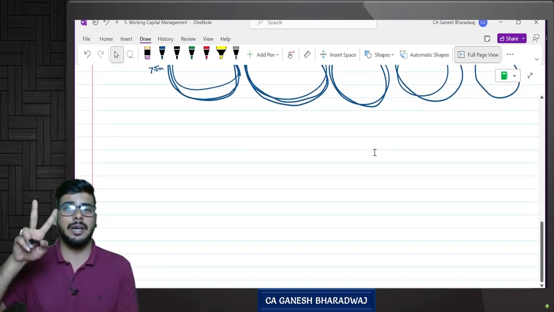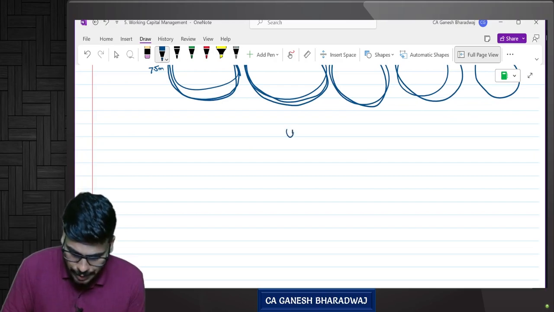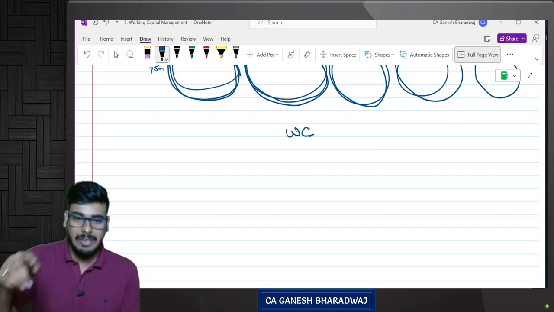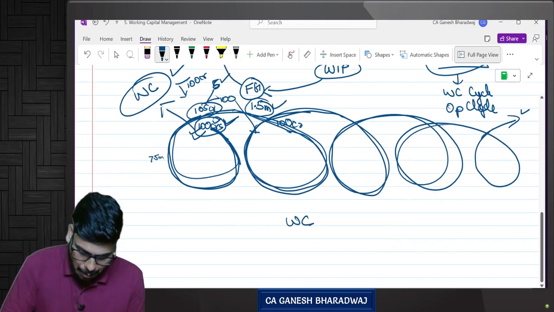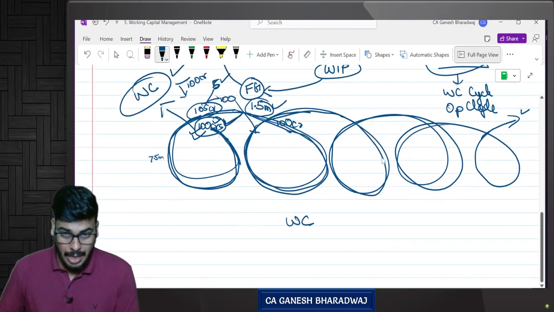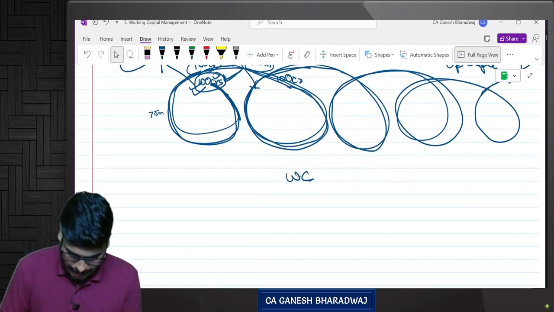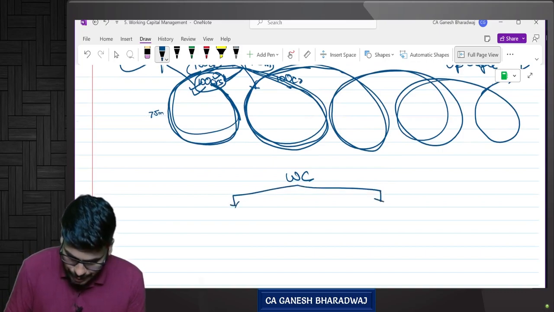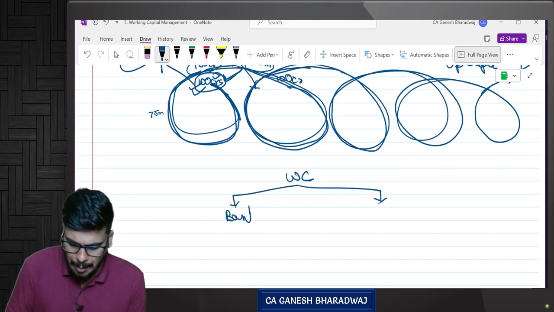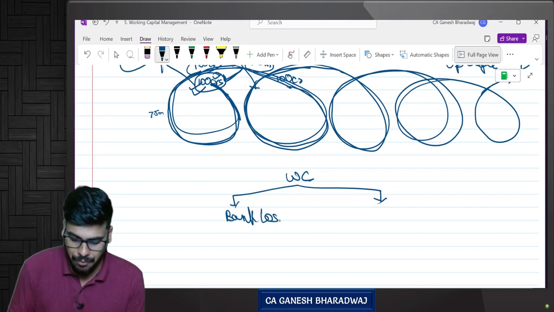Broadly, there are two ways. So, working capital investment: how much is the working capital investment amount that I need? 100 crores, correct? How will I finance this working capital? There are broadly two ways. One is you can go to a bank and you can ask them for a loan.